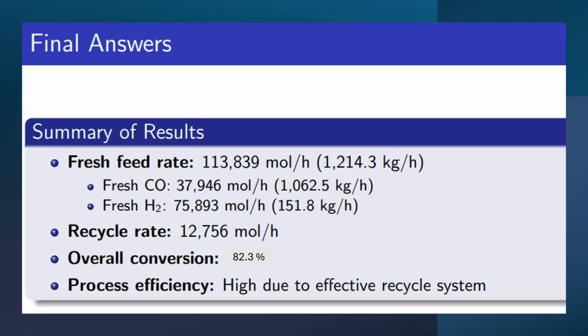So, summary of the results. Fresh feed 113,839 mole per hour, that is 1,214.3 kg per hour. Fresh carbon monoxide is 1,062.5 kg per hour. Fresh hydrogen 151.8 kg per hour, right? And the recycle rate is 12,756 mole per hour, and overall conversion is 82.3%, and process efficiency is high due to the effective recycle stream. So that's it for this problem. Thank you.